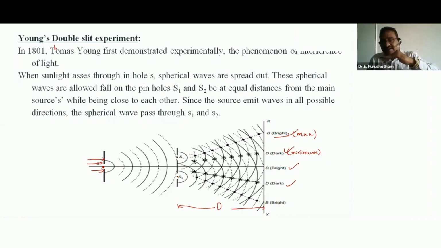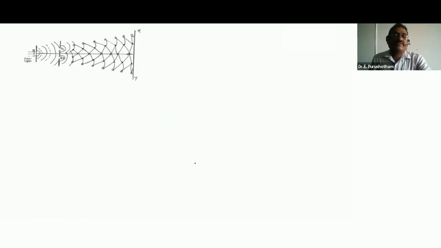If crest falls on crest or trough falls on trough, it produces a maximum intensity fringe, a bright fringe on the screen. This phenomenon is called constructive interference. If the crest of one wave combines with the trough of another wave, it produces minimum intensity, a dark fringe on the screen. This phenomenon is called destructive interference.